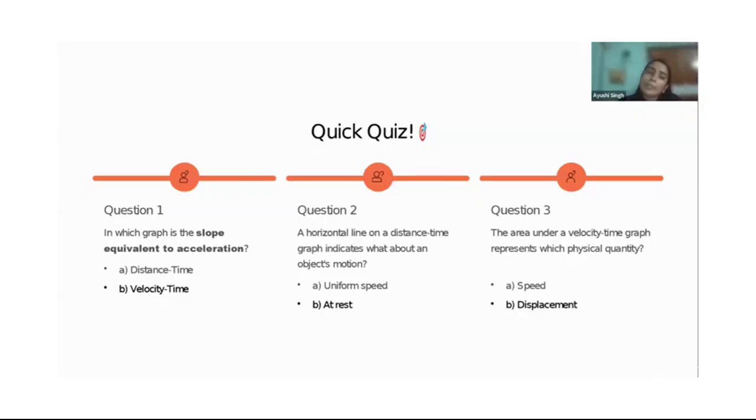So question 1 is, in which graph is the slope equivalent to acceleration, distance time or velocity time? So here there is a trick, you can find the answer also, but again, let's see whether you can or not. The second question is, a horizontal line on a distance time graph indicates what about an object's motion? Uniform speed, or is it at rest? And the last question is, the area under a velocity time graph represents which physical quantity? Is it speed or displacement? So I think you can take a screenshot or maybe just pause the video and try solving these.